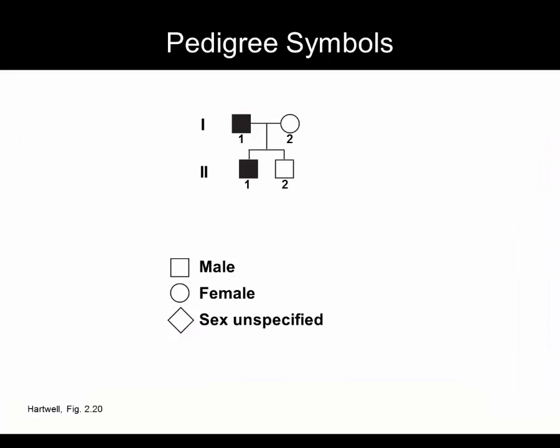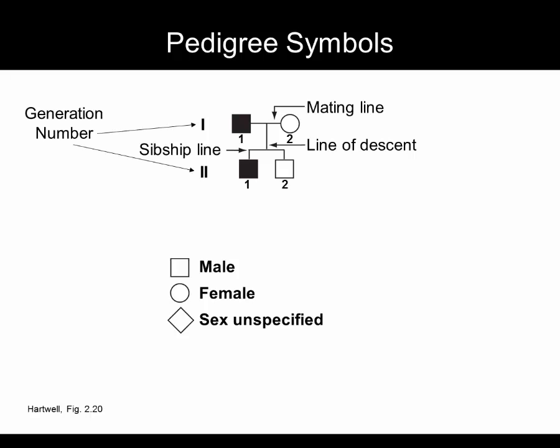In humans, genetic traits are best followed with pedigrees, a form of family tree. Here we see different symbols for male and female individuals. Mating lines connect parents, and lines of descent connect to their offspring. When a couple has multiple children, the siblings are connected by a sibship line. Each generation is labeled with a Roman numeral, and each individual within a generation is given a number. This allows you to specifically reference each person in the pedigree.